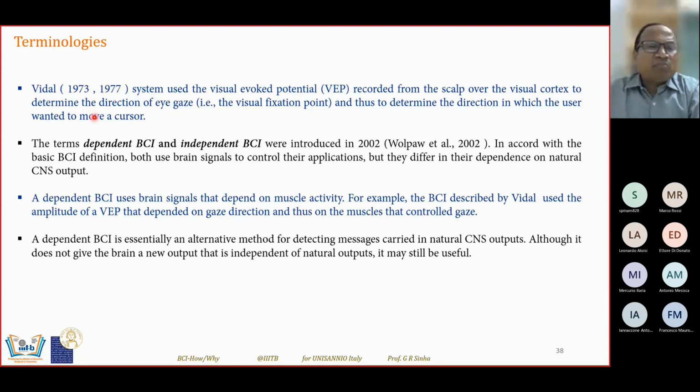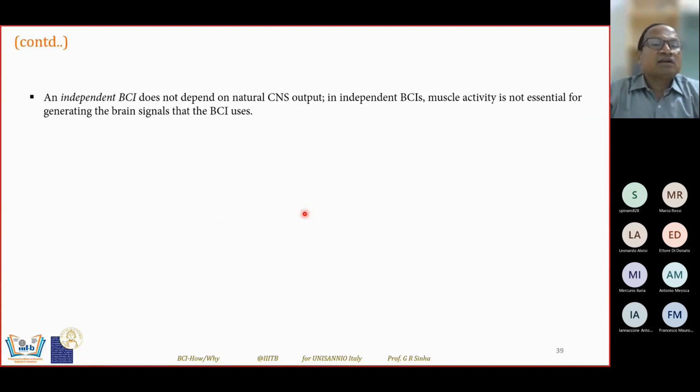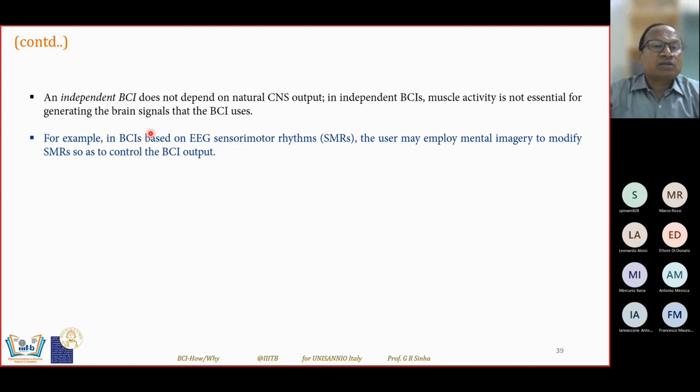So this is one example of dependent BCI, where you are directly depending on the CNS, because the visual cortex is an integral part of your CNS. Whereas in independent, you are not directly depending on the CNS. Like you see here, it does not depend on the natural CNS. Some muscle activity is not essential for generating the brain signal that BCI uses.